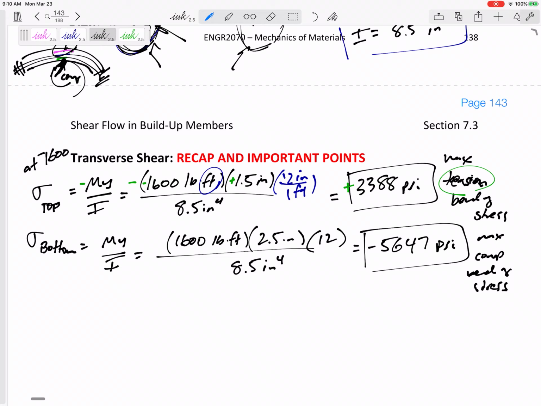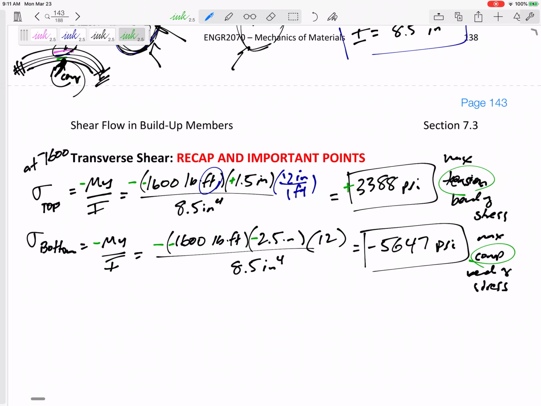This is what the book would have you do. The book says the equation for it is negative My over I. So we've got a negative here. The moment is negative, but the y is below the neutral axis, so we would put a negative there. So do you see we would all come out with a negative answer for compression. Okay. That was just part A.